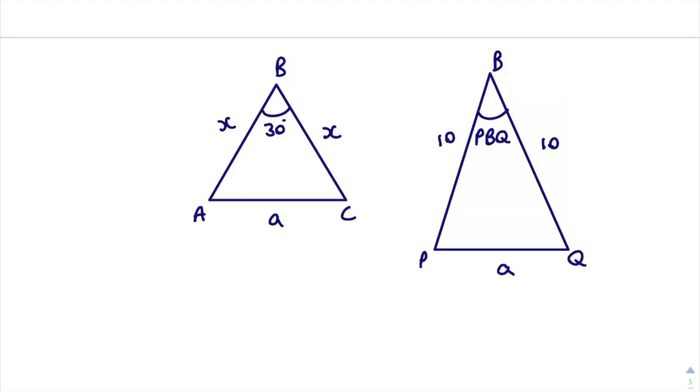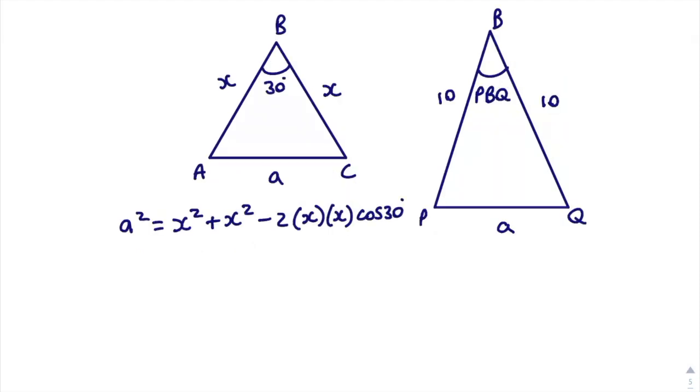So now, using the cosine rule, we can try and work out an expression for a. So it's going to be a squared equals x squared plus x squared minus 2 multiplied by x multiplied by x multiplied by cos 30. Now, if we simplify this, we're going to get a squared equals 2x squared minus 2x squared cos 30.